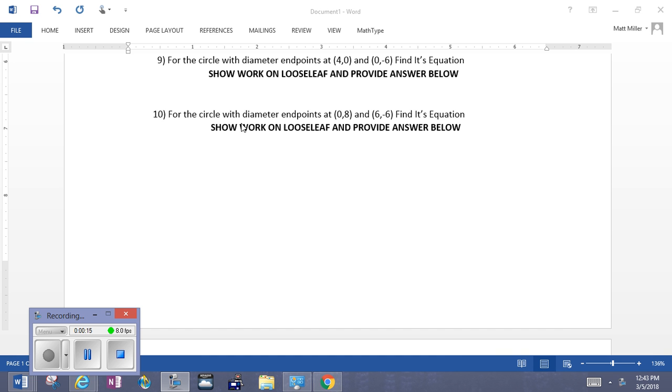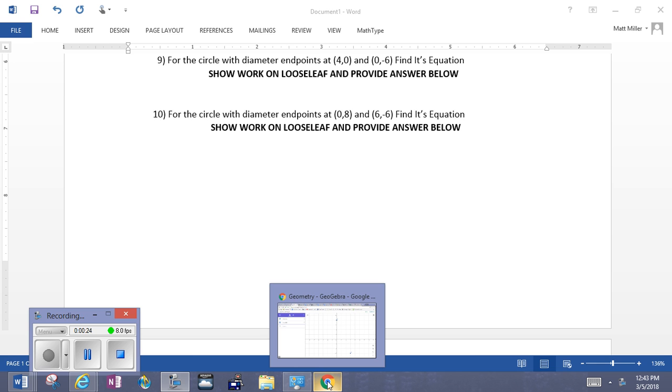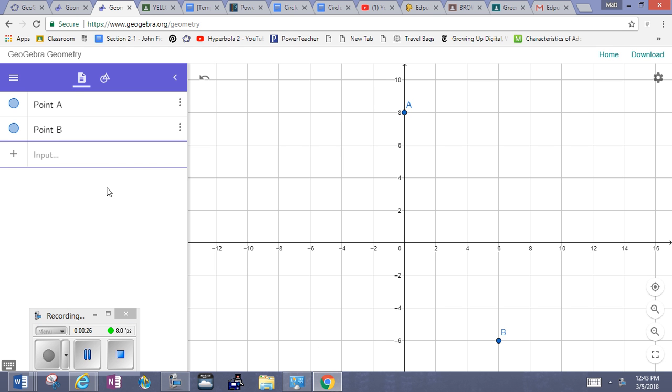So, for the circle with diameter endpoints at (0, 8) and (6, -6), find its equation. So what I did is I went over here to GeoGebra, okay? And I plotted up those points. There's (0, 8), and there is our point at (6, -6), okay? And what I want is a circle that has those as diameter endpoints.